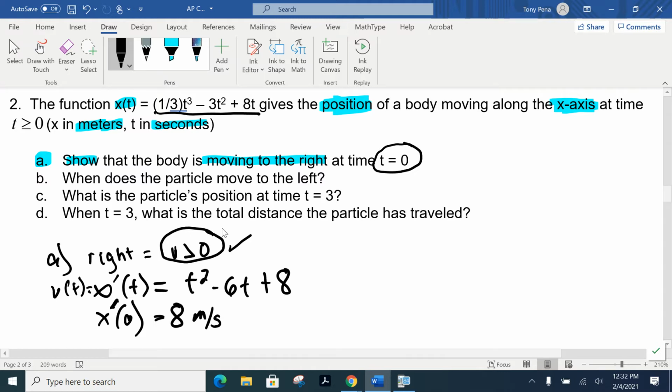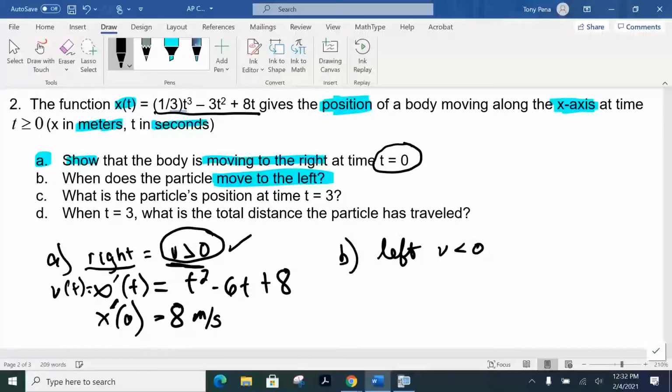Now B, I don't ask you to evaluate it at a particular time. Now I want to find any time when we are moving to the left. So if the velocity being positive moves us to the right, then we recall we're going to go left when our velocity is negative. We already have the velocity equation, t squared minus 6t plus 8. We're trying to figure out, when does this equation have values that are less than 0?